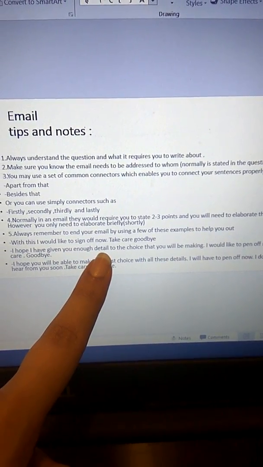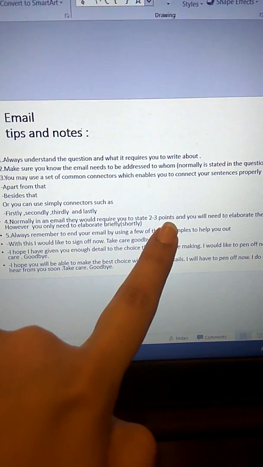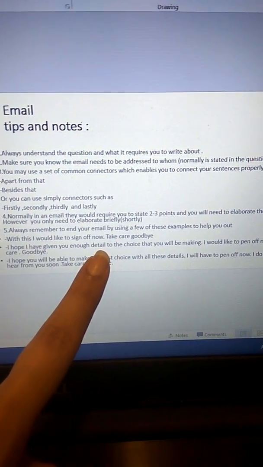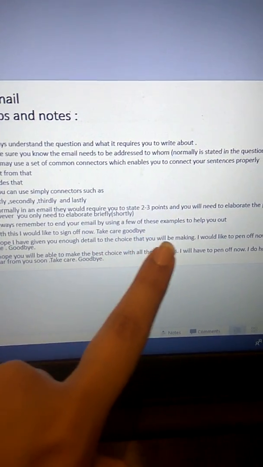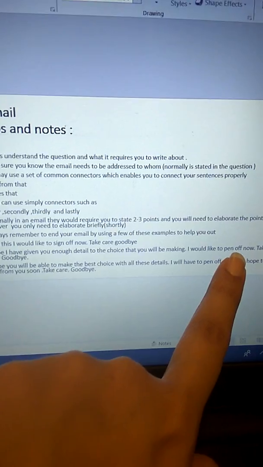Now why are you mentioning details here? It's basically because you are mentioning the points and the elaboration, which are referring to details. Then, to the choice that you will be making, I would like to pen off now. Why did I use the word pen off?